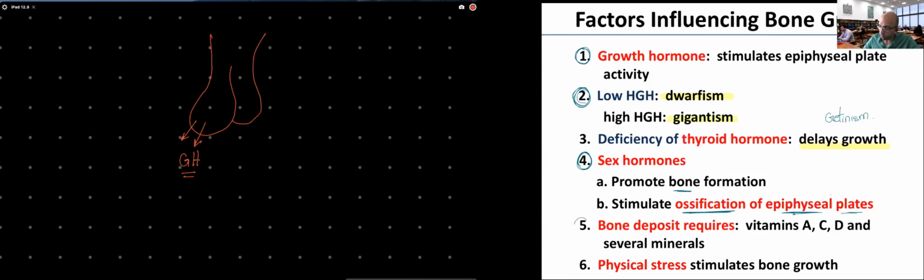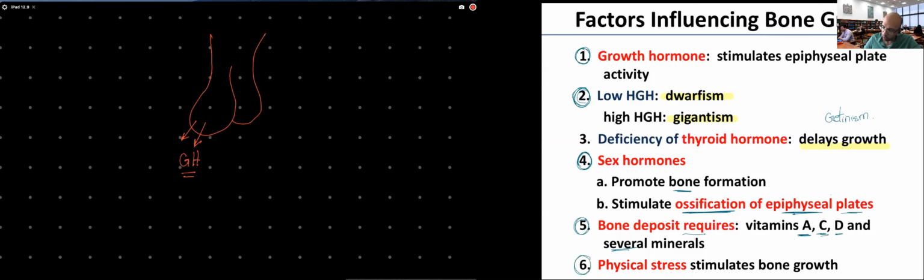Also, in order for me to have a normal bone growth, I will need vitamins like vitamin A, C, D, and of course the minerals I need to build up the bone, like the calcium and phosphorus. So if I don't have enough minerals or the required vitamins for me to be able to build up the bone, this is going to cause a delay in the bone growth and weakening of my bones.